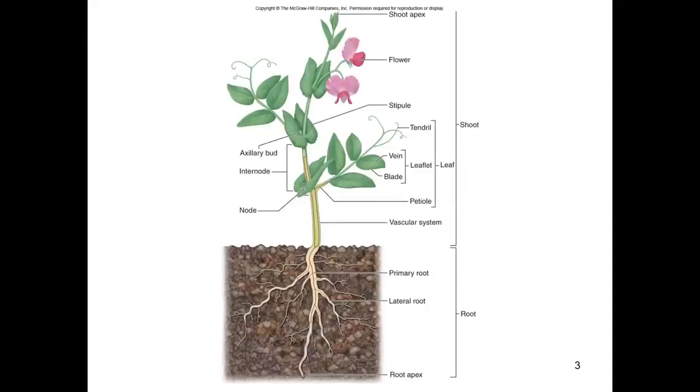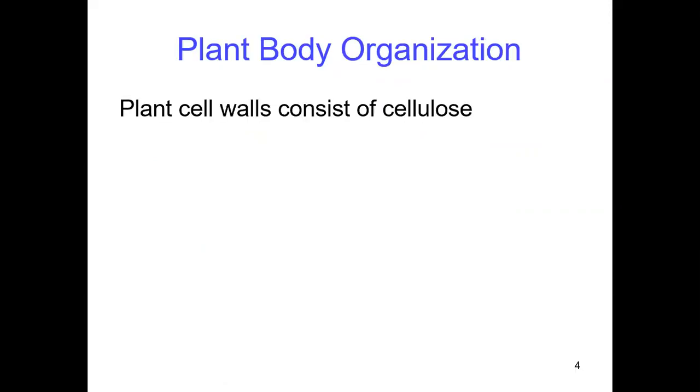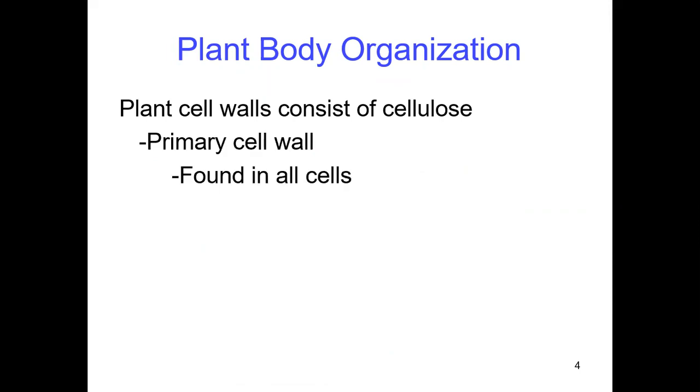So these are the different systems here, and these are the different functions. So this is the structure of the plant. If you see, the cell wall consists of cellulose. They have different structure.